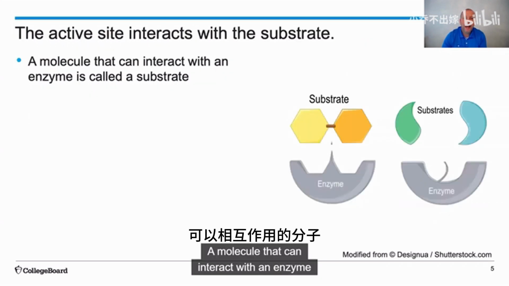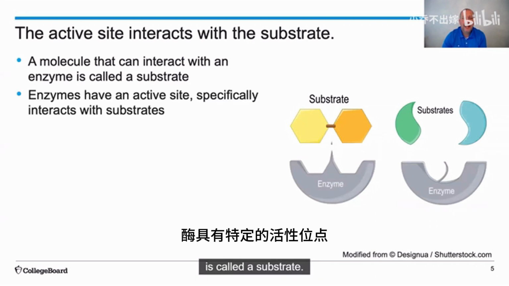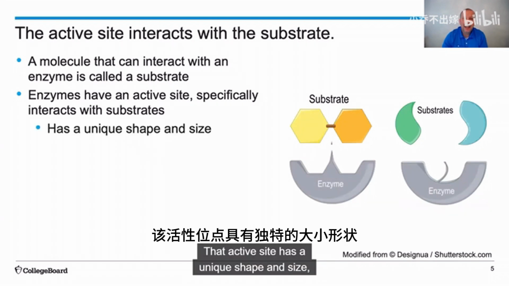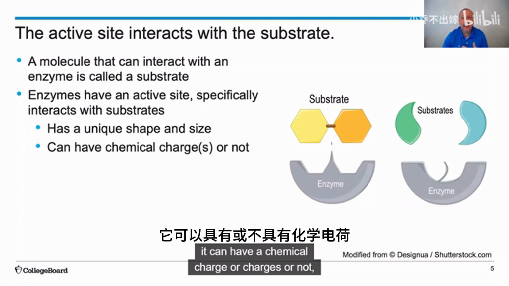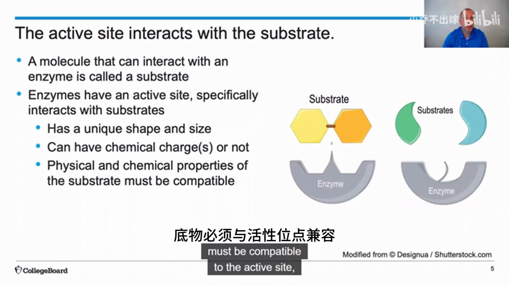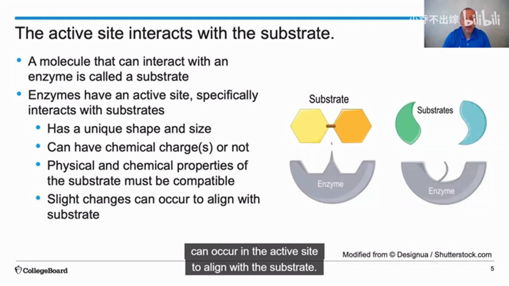A molecule that can interact with an enzyme is called a substrate. Enzymes have an active site, specifically that interacts with substrates. That active site has a unique shape and size. It can have a chemical charge or charges or not. The physical and chemical properties of the substrate must be compatible to the active site. And then finally, slight changes can occur in the active site to align with the substrate.